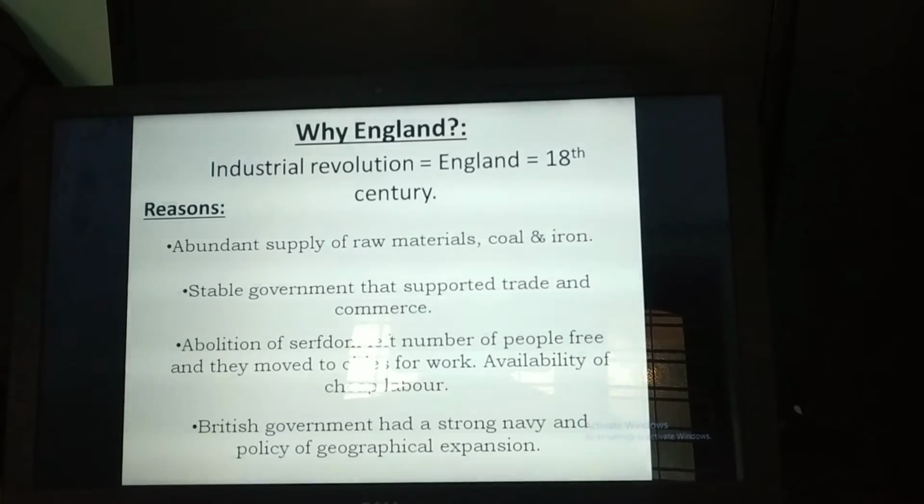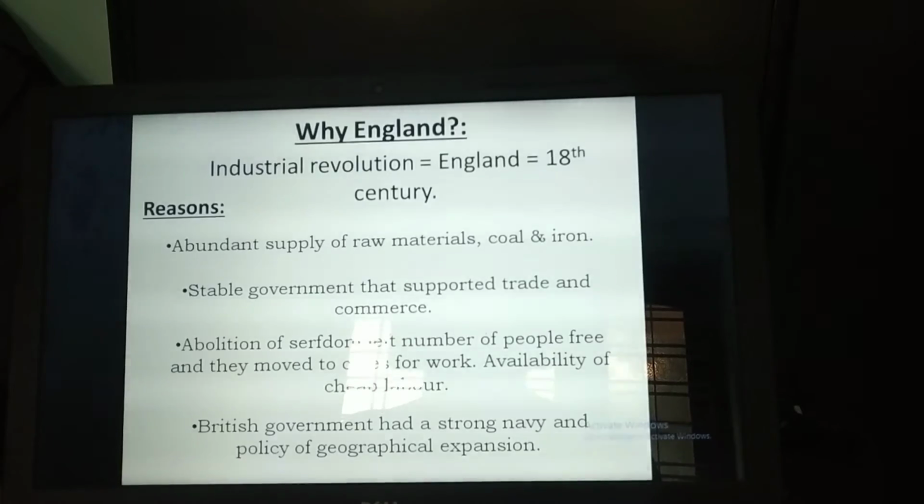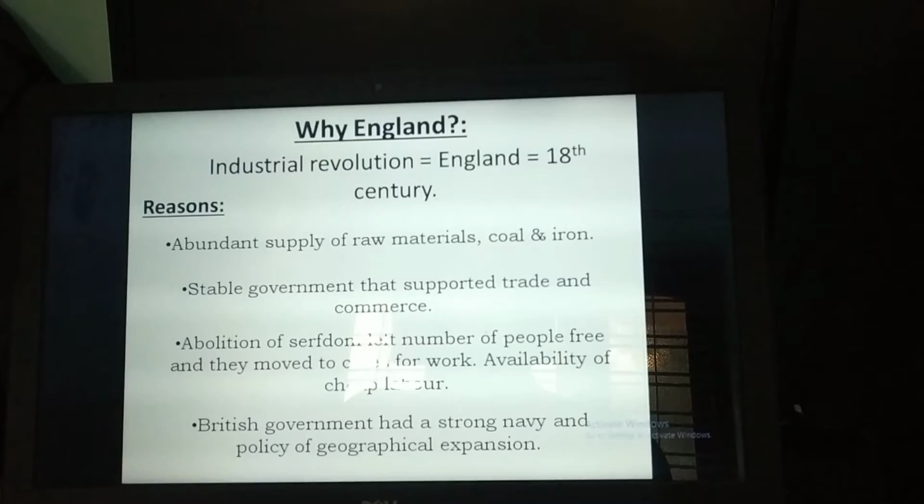And next thing is that the British government had a strong navy and a policy of geographical expansion. Their army was very strong, so they could control anything, and there was also a policy of geographical expansion, which means they were expanding their power to other parts of the world. So these are the reasons why the Industrial Revolution happened in England.